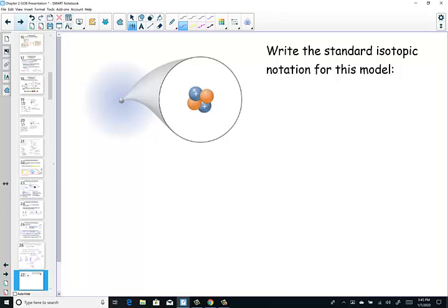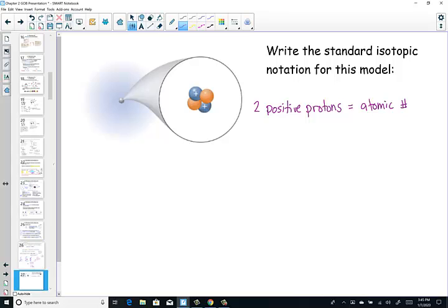What would be the standard isotopic notation for the following molecule? Well, these positive charges give us the identity of the atom. Do you notice that there are 2 positive charges, which tells us that there's 2 protons? Those 2 protons give us the atom's identity. Protons give us the atomic number. Well, who's number 2 on the periodic table? Who is number 2? Well, that's going to be helium.